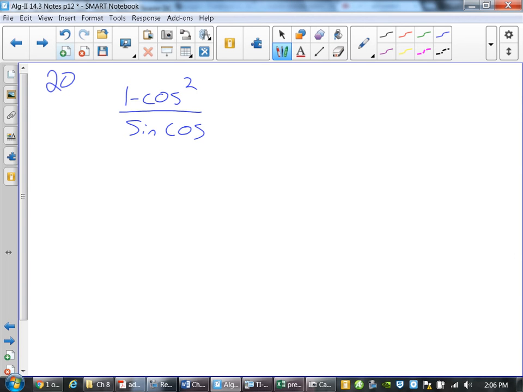All right, so on 20, you've got 1 minus cosine squared over sine times cosine. As soon as I see things that are squared with ones and things like that, I automatically look to see if I can find some Pythagorean identity that makes that work. Very good. 1 minus cosine squared is sine squared. We're going to have the identities memorized.